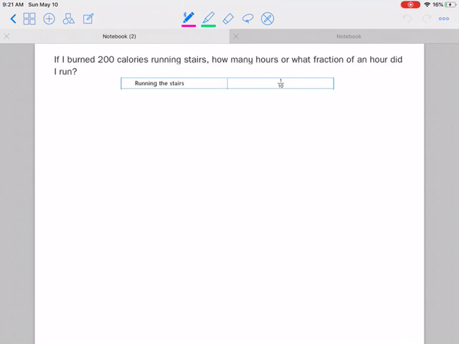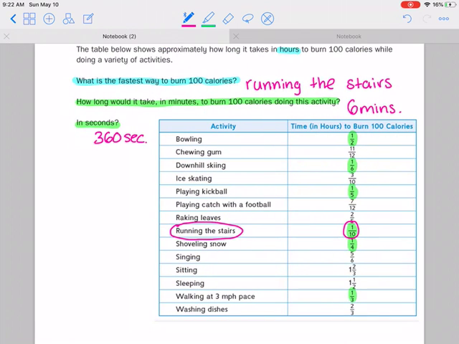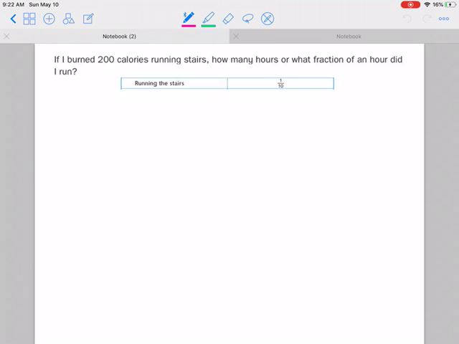All right, so let's look at this practice question. It's using the same information from the table on this slide. So I actually just took out that piece of information so I didn't have to keep flipping back and forth. It says if I burned 200 calories while running the stairs, how many hours or what fraction of an hour did I run? So we're going to have to do a few things here. Because remember, this information is for 100 calories. And they want to know how long it would take to burn 200 calories.